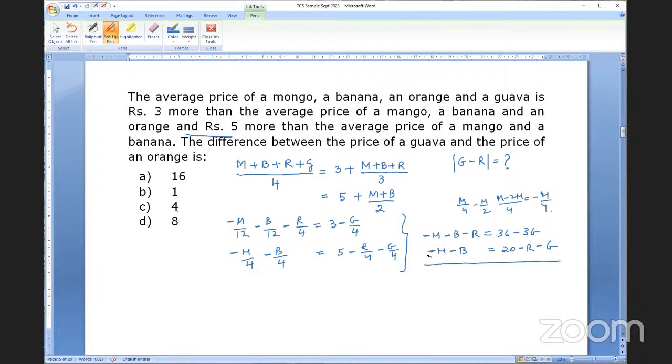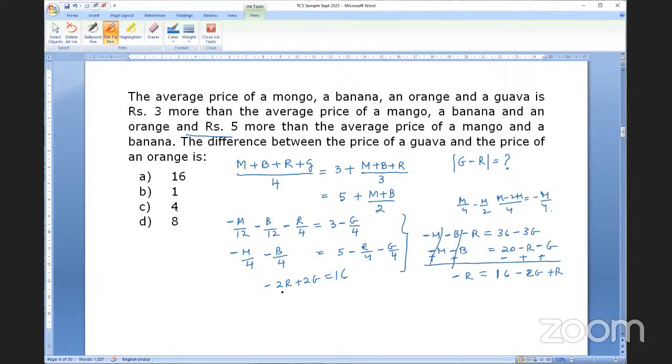Let me subtract these two. This will become plus. This is minus plus plus. MB cancel. Minus R is 16 minus 3G minus plus G will give you minus 2G. And this will be plus R. Okay. So what we are getting, if I take R that side, minus 2R plus 2G equals to 16, bingo.